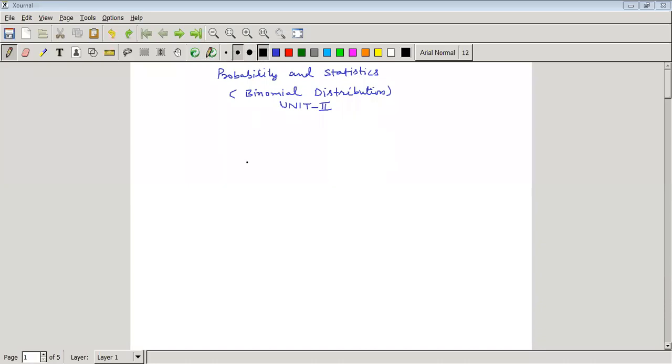Hi, so this is a lecture on probability and statistics in which we are discussing binomial distribution. This is the second unit of probability and statistics. So we start our discussion on discrete uniform distribution.